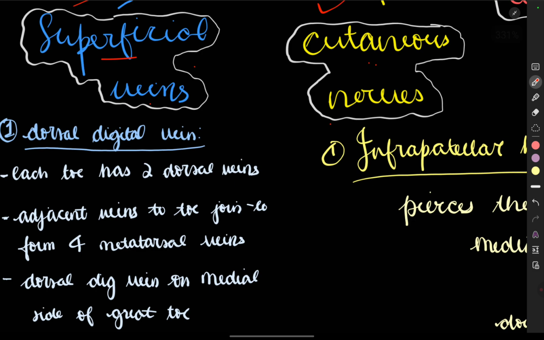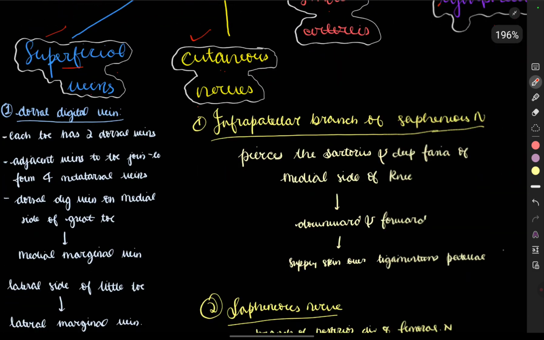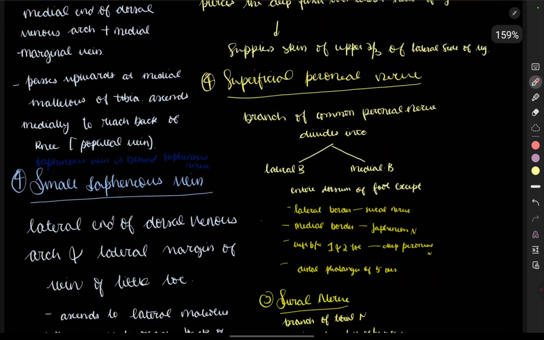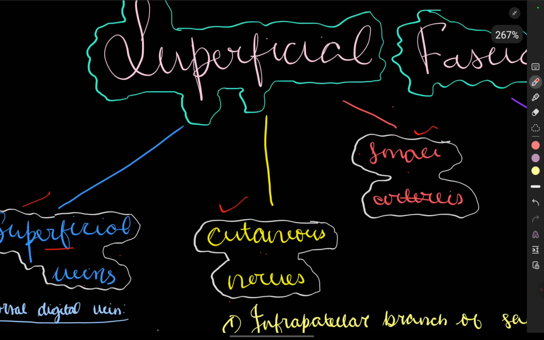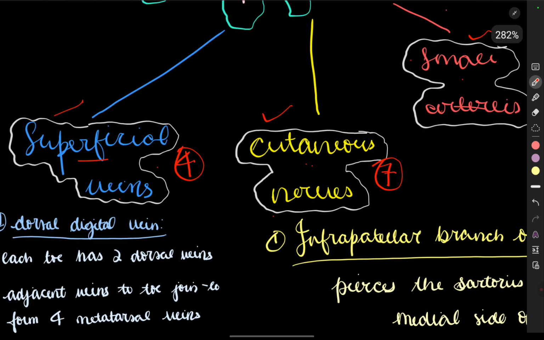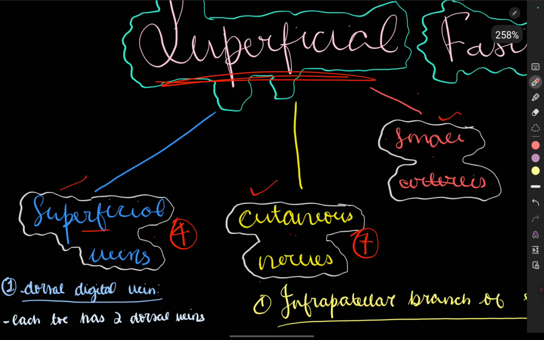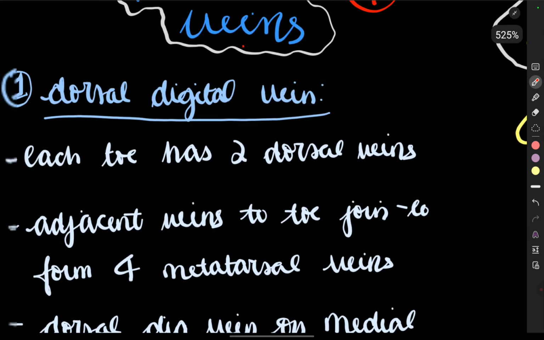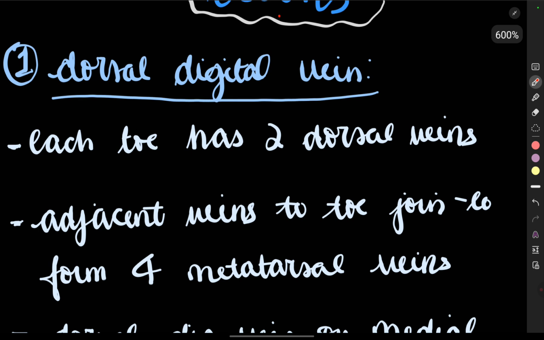So for the superficial fascia, we have a total of 4 superficial veins, and for the cutaneous nerves we have 7 cutaneous nerves. This is a large number. We have 7 nerves, that too only in the superficial fascia, so it is kind of complex. So let's break it down in an easy way.